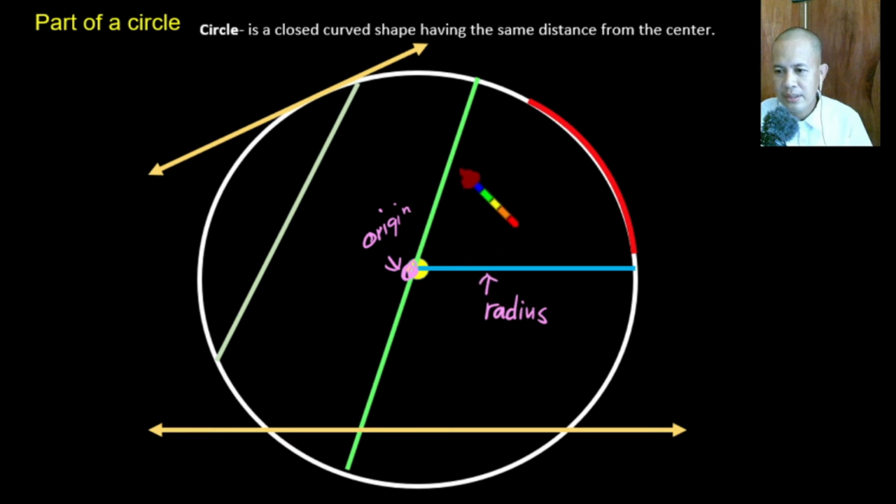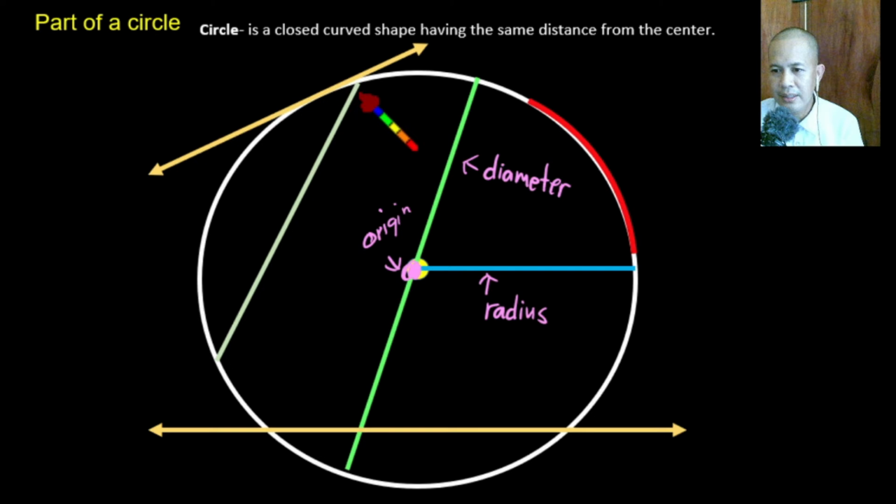The next one, this color green line here, is called your diameter. Okay, the diameter is the longest distance from one end of a circle to another. So it is the line that passes through the center. So a diameter should pass through the center of the circle. Okay, so that is diameter.